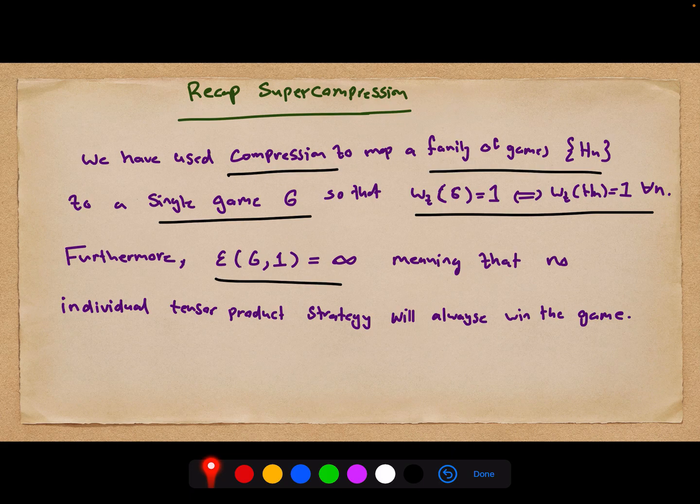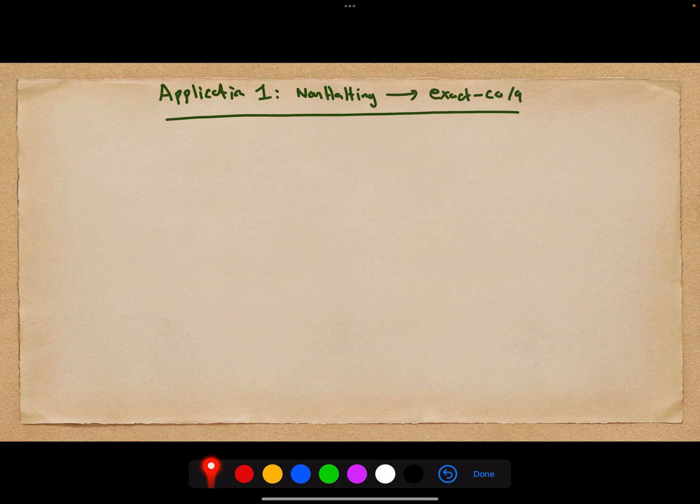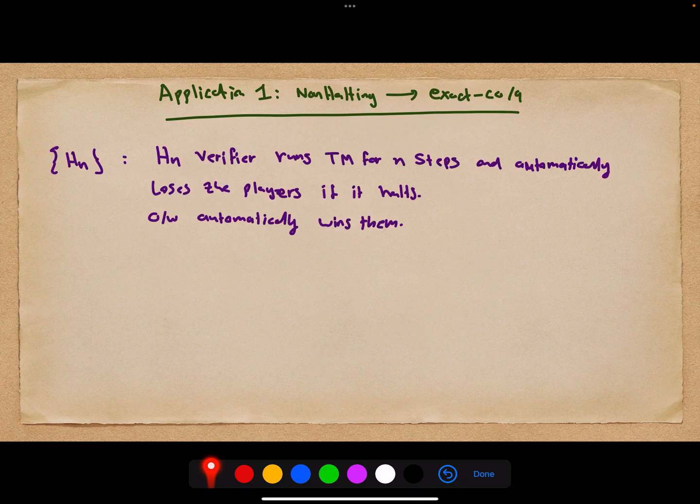Okay, so we've constructed this supercompression map algorithm. Now, we're going to show how almost immediately we can apply this supercompression to get the hardness results that I promised you at the beginning of the talk. So, application. We'll show how we can reduce the non-halting problem now to the exact commuting operator and exact quantum value problems.